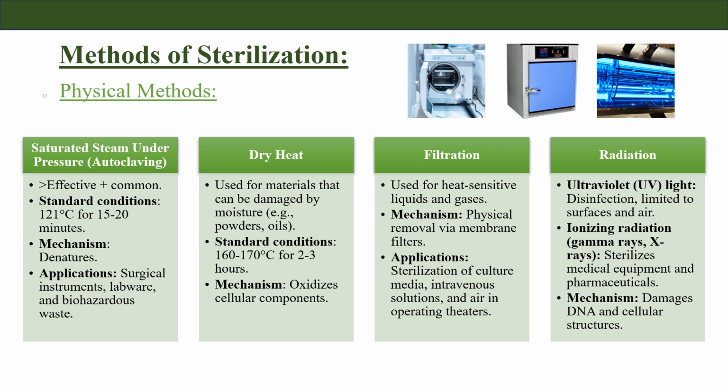Dry heat. This method is used for materials that can be damaged by moisture, such as powders and oils. It operates at 160 to 170 degrees Celsius for 2 to 3 hours, oxidizing cellular components. The high temperatures cause cellular oxidation, effectively destroying all microbial life.